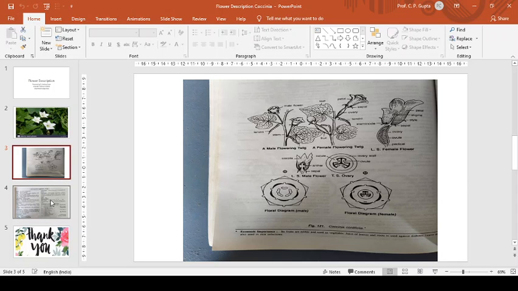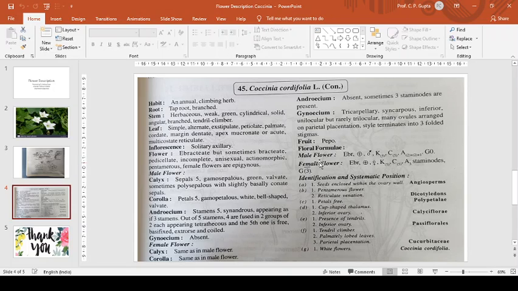Now comes the floral formula. Male flower: ebracteate, actinomorphic, K5, gamosepalous, C5, gamopetalous, androecium 2 plus 2 plus 1, and gynoecium 0. Now female flower: ebracteate, actinomorphic, K5 C5 as in male flower, A3 or A0 being staminodes, and gynoecium tricarpellary, syncarpous, and ovary inferior. So this is the description of Coccinia.